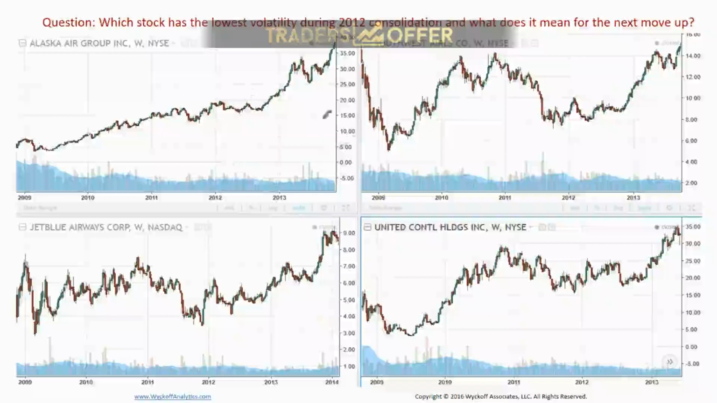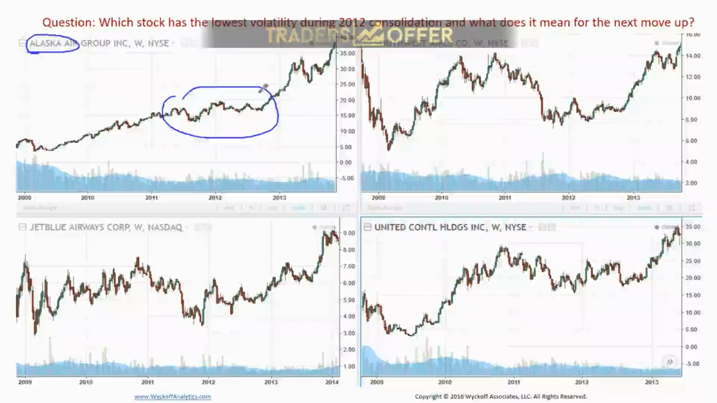So I totally agree with you guys, for those of you who said that Alaska is the lowest volatility before the next move up. This is what we would be looking for, because if supply is so low and demand is present to support the stock, what kind of move are we going to have here with that low supply? Most likely the best move.